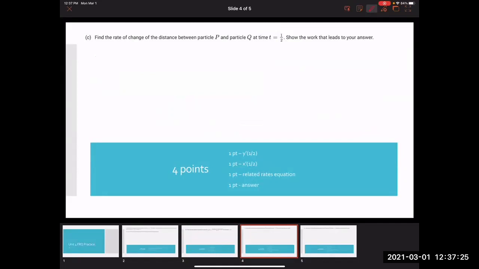So it says, find the rate of change of the distance between P and Q at time t equals 1/2. They're not asking for instantaneous rate of change. That would be finding the derivative. They're not asking for average rate of change. That would be finding the slope between 2 points. They're saying find the rate of change of the distance between the 2 particles as they're moving away from each other. So you're looking for how fast or slow something is moving over time. Anytime you are looking to find a value that is changing over time, that is your clue that you have a related rate question on your hands.